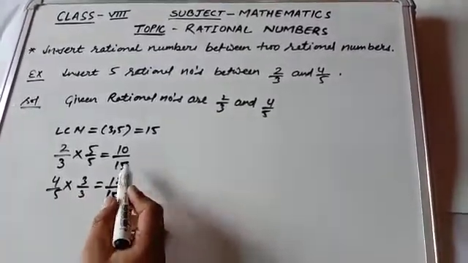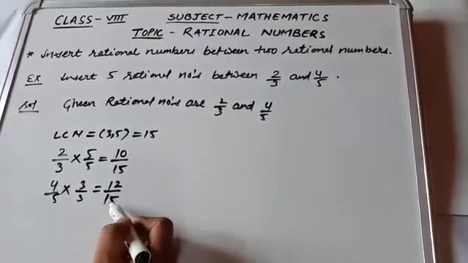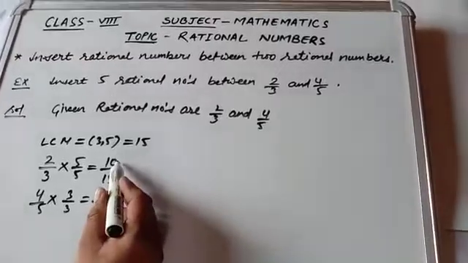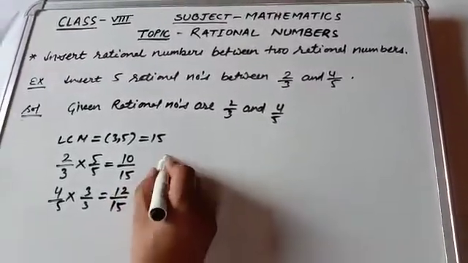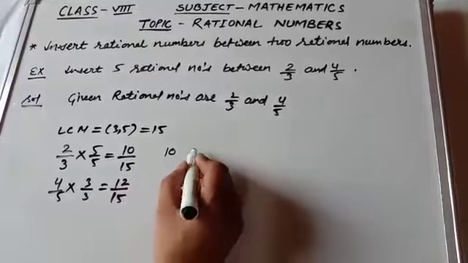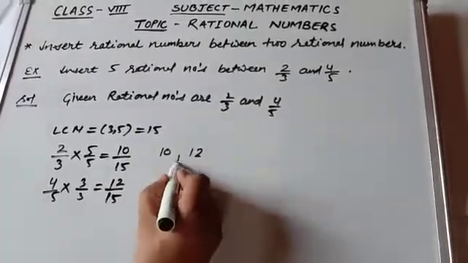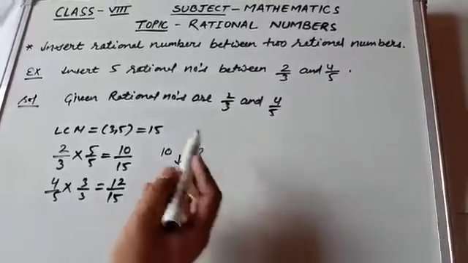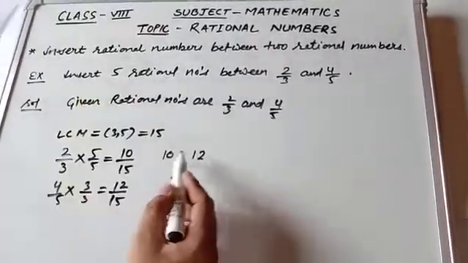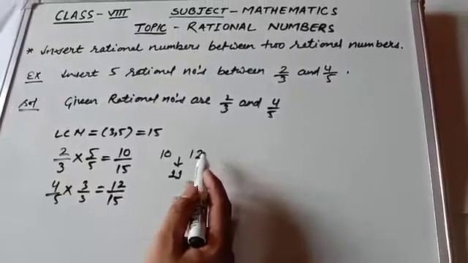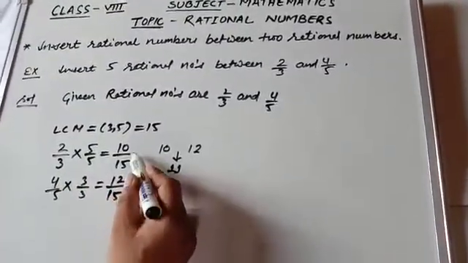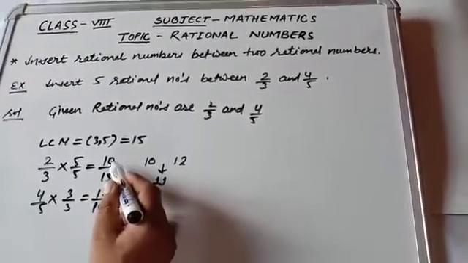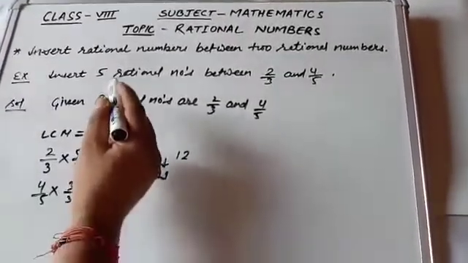Now in both the rational numbers, the denominators are the same. Now look at the numerators. We have first numerator 10 and second is 12. So we can insert only one rational number between these two. But in the question, we have to insert 5 rational numbers between these two. So what will we do? We will multiply both the rational numbers by the same number so that the denominator will be the same and the difference of the numerators is more than 5.